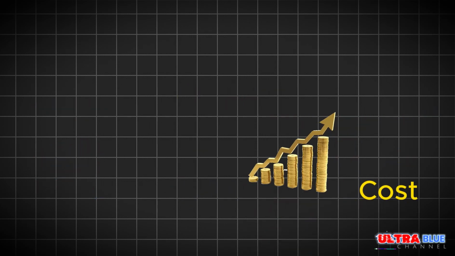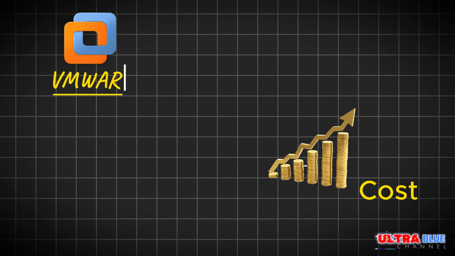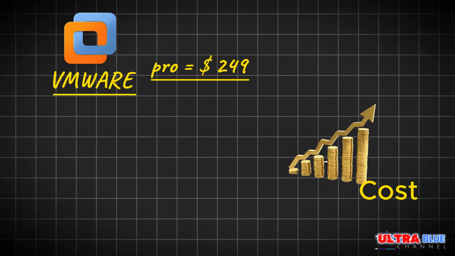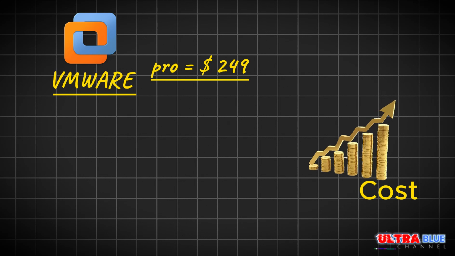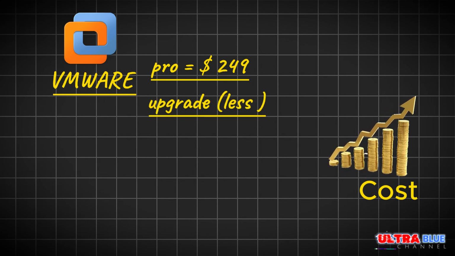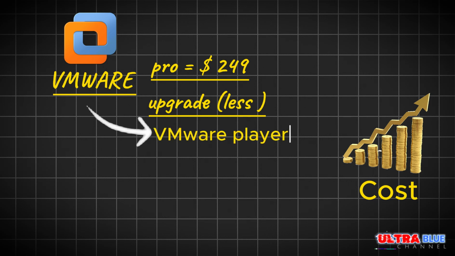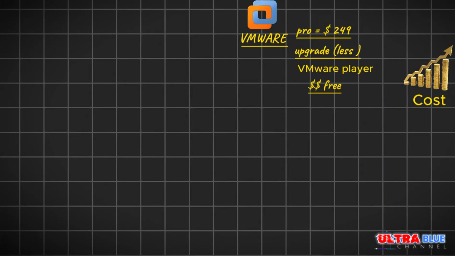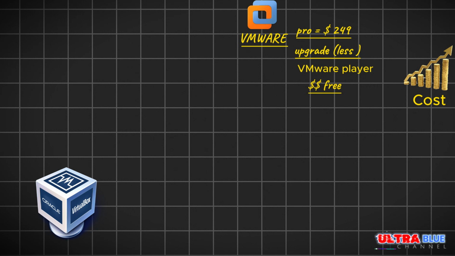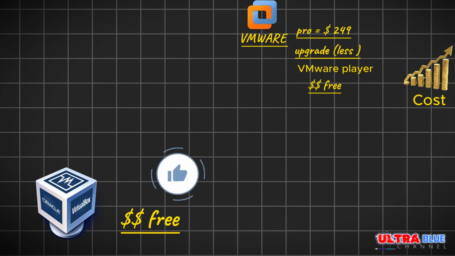Cost is a crucial factor for many users. VMware Workstation Pro costs $249 for a perpetual license, with an option to upgrade at a reduced price. VMware also offers a more affordable version, VMware Workstation Player, which is free for non-commercial use but lacks some advanced features. VirtualBox, being open source, is completely free for use, making it an attractive option for budget-conscious users.